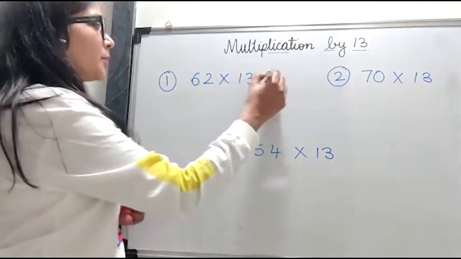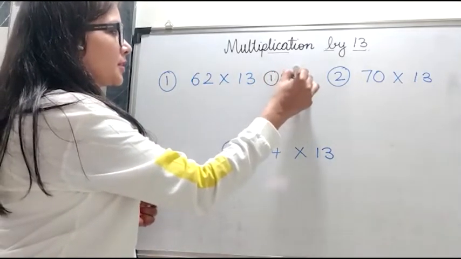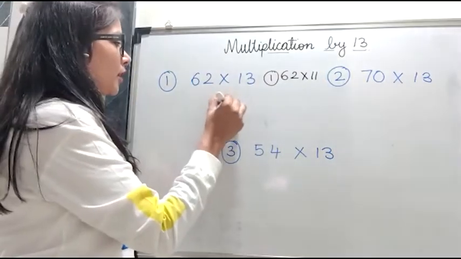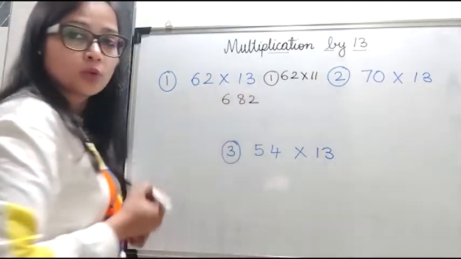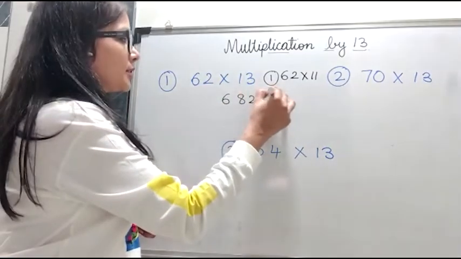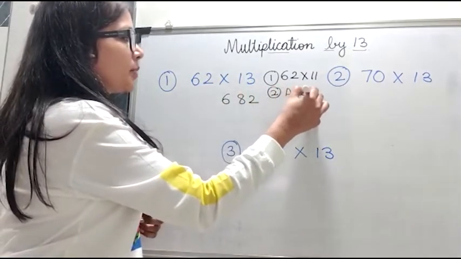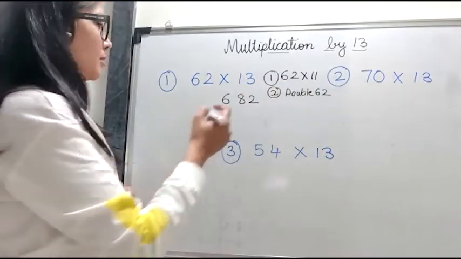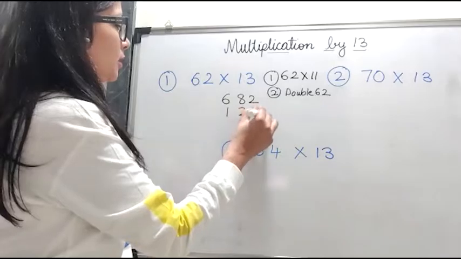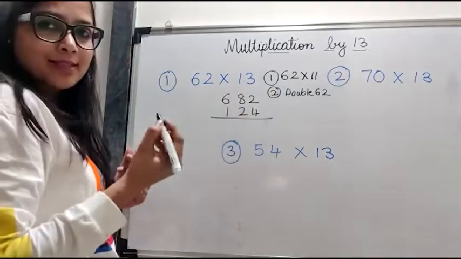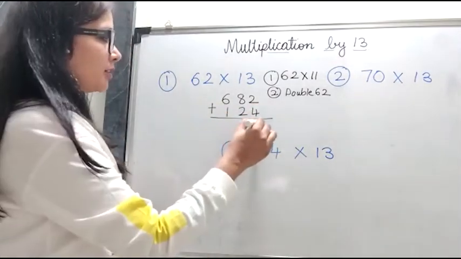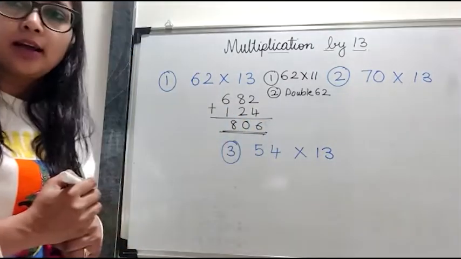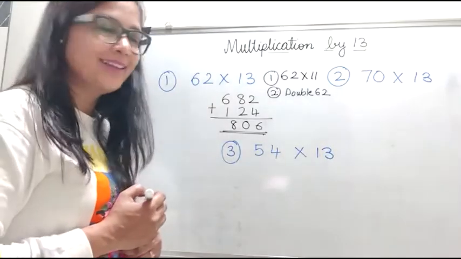What's the first step? First step is multiply 62 into 11. So if you have seen the previous video, you know the answer is 682. Right? Now, second step is double 62. Double the number 62. So that is 124. Right? Simply add this number to get your answer. That is 806. 806 is your answer. Isn't this very simple? Right?